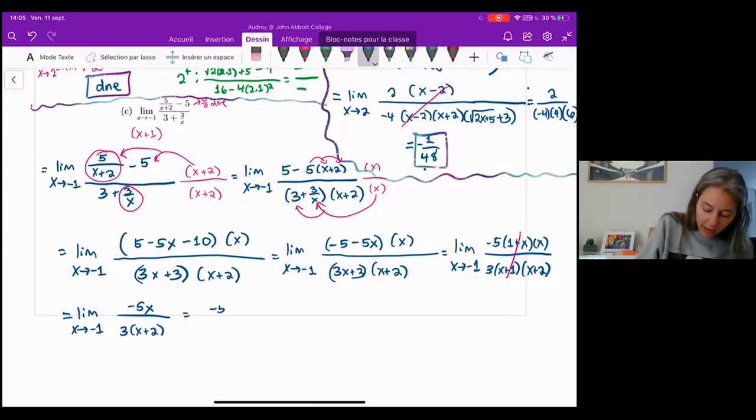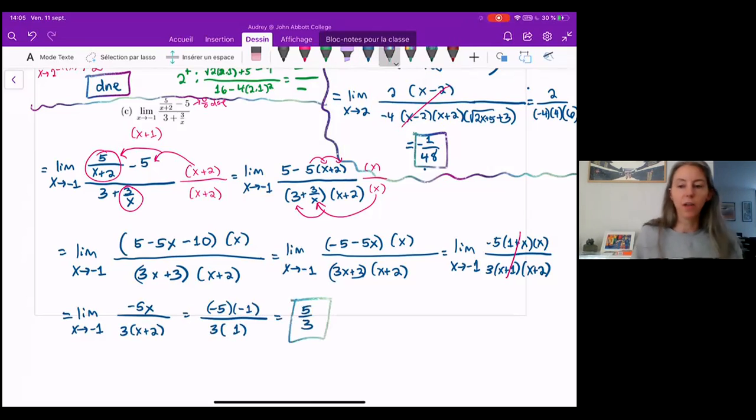Now I plug in and I get negative 5 times negative 1 over 3 times 1, which leaves me with a positive 5/3 as my final answer. And that is the end of group work 1.